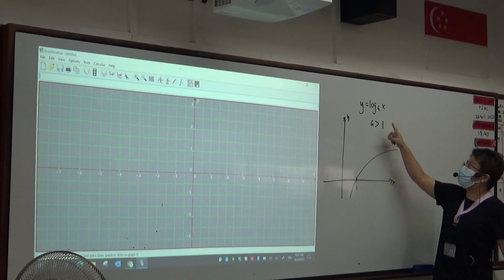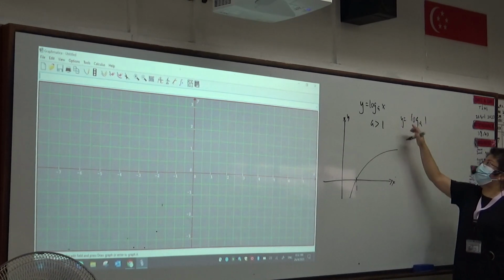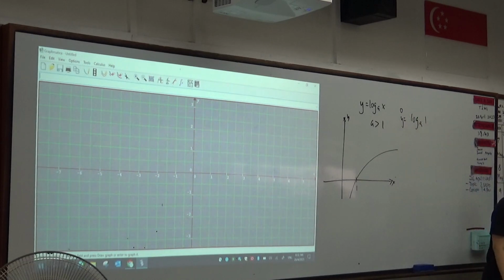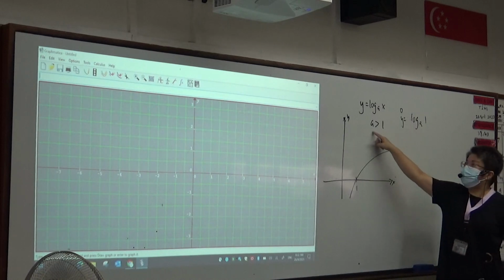Because when x is 1, right? When x is 1, y is what? 0, correct? That's why it will cut here. Understand? That is when a is bigger than 1.